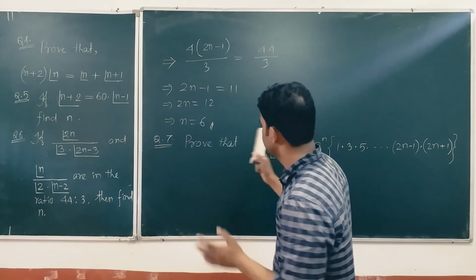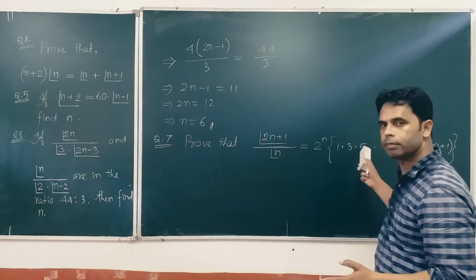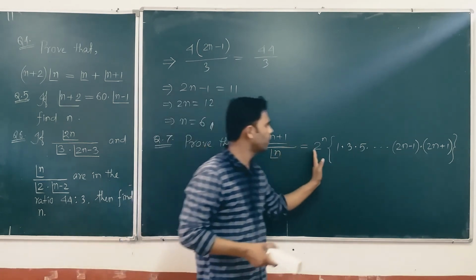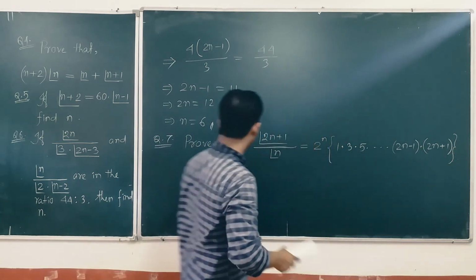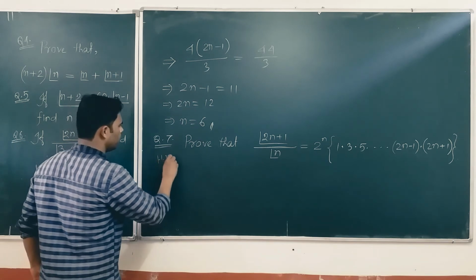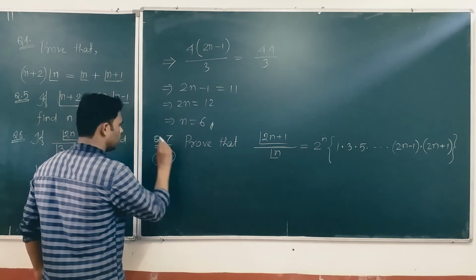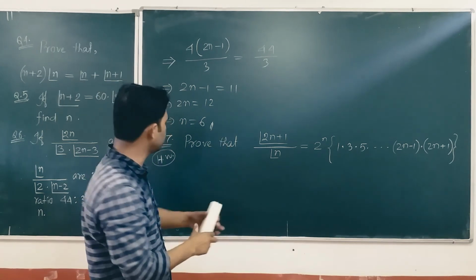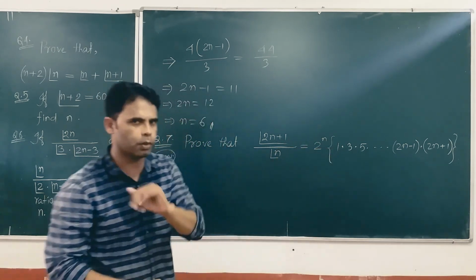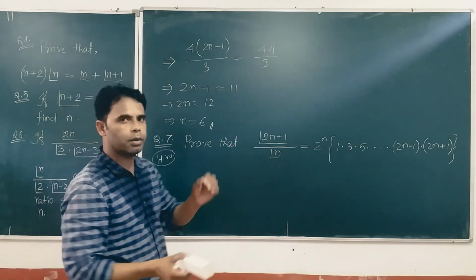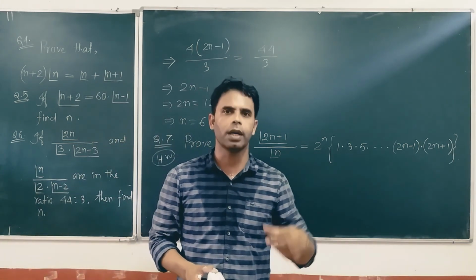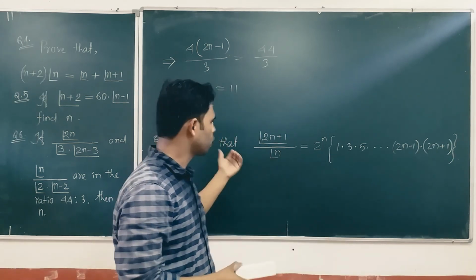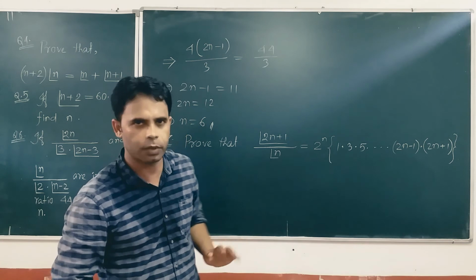So now you see this question number 7. This question is prove that this total term is equal to 2 to the power n into this one, and I am giving this question to you as homework. I will discuss the procedure for how to solve this problem. If you are unable to solve this question, then inform me. I will take the solution of this question in the next subsequent class.